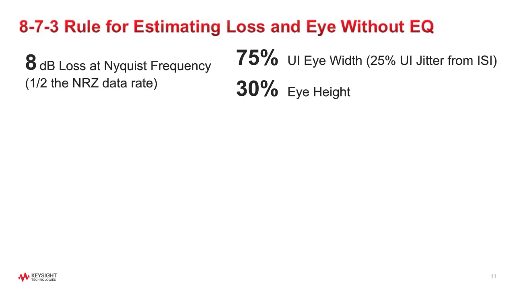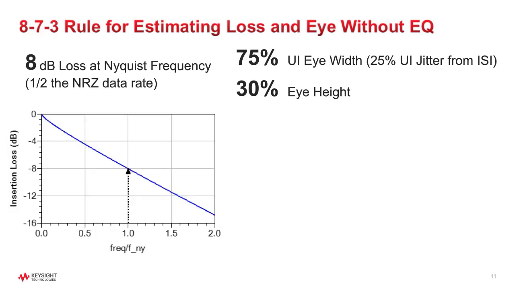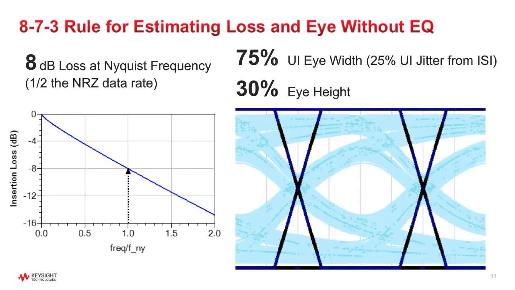It looks like this. If you normalize the frequency to the Nyquist frequency, at 1, you see 8 dB. And the eye should look something like this. The dark blue lines are the ideal eye opening, and in the middle is the eye with 8 dB of loss at Nyquist, a typical channel.